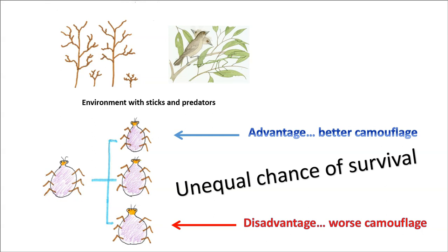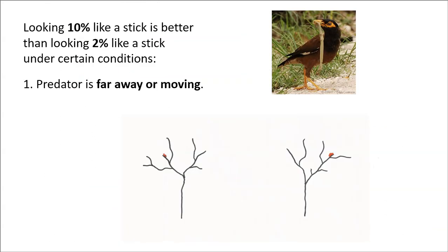So we have here then unequal chances of survival. The variation in body shape in an environment with sticks means that not everybody has an equal chance. The ones with a little bit better camouflage will tend to survive a little bit better. Now you might say, why would looking 10% like a stick be really better than 2% like a stick? Well, under certain conditions, it really might make a difference if you look a little bit more like a stick.